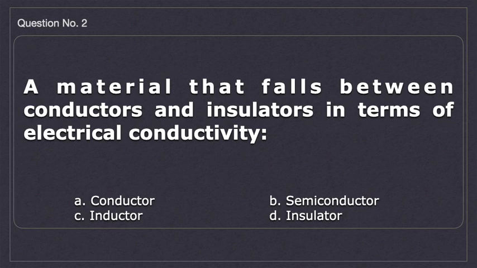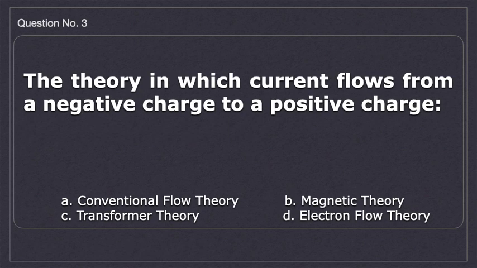Question number 2. A material that falls between conductors and insulators in terms of electrical conductivity. A. Conductor, B. Semiconductor, C. Inductor, D. Insulator. Answer, B. Semiconductor.